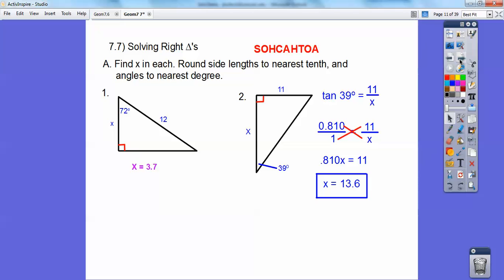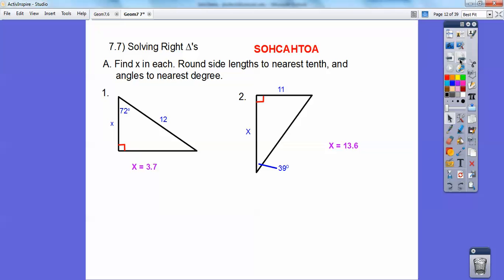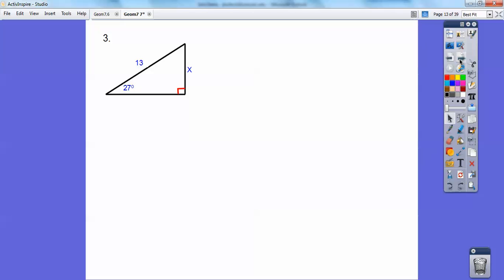All right, come on, here we go. Let's try another one here. Number 3. Here we have another right triangle.